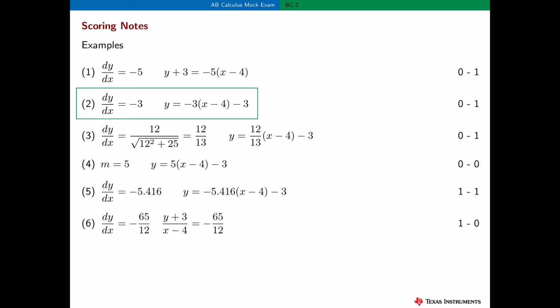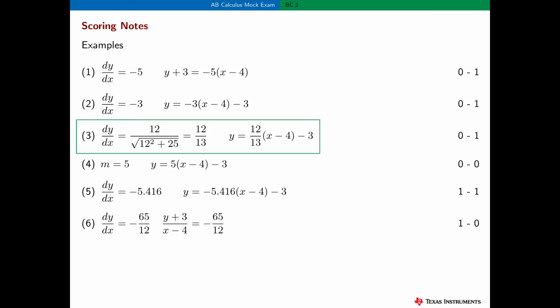Similarly, in example 2, the student has an incorrect value of the slope. This is the y value at t equals 12. But it is correctly labeled, and the line passes through the point (4, -3). So this response earns 0-1. And again, in example 3, the value of the slope is incorrect. This student used only dx/dt. However, it's labeled correctly, and the line passes through (4, -3). This response also earns 0-1.